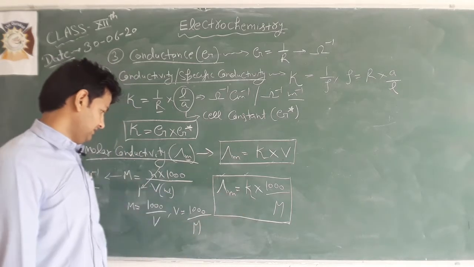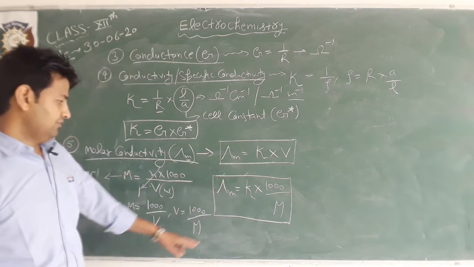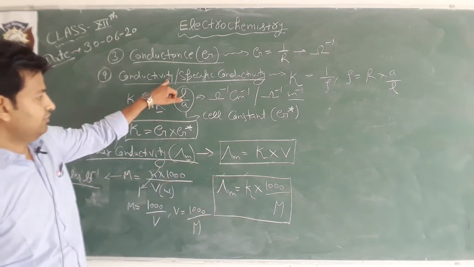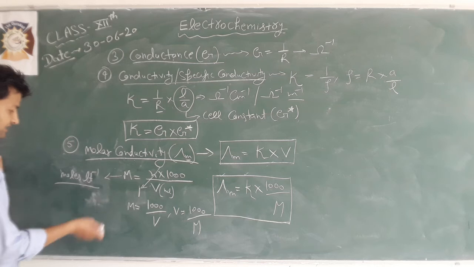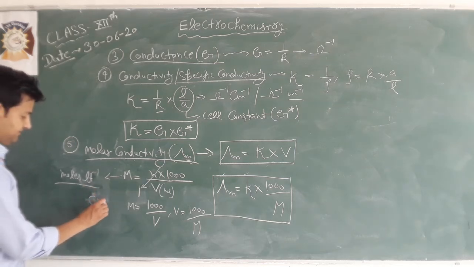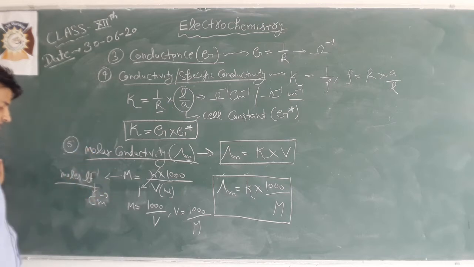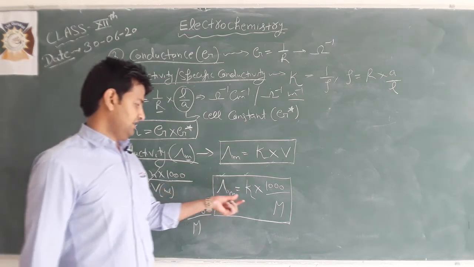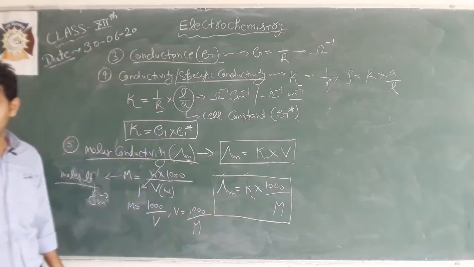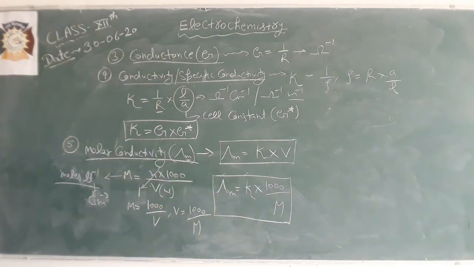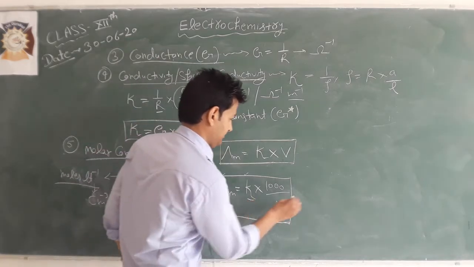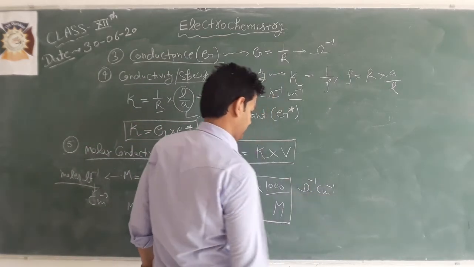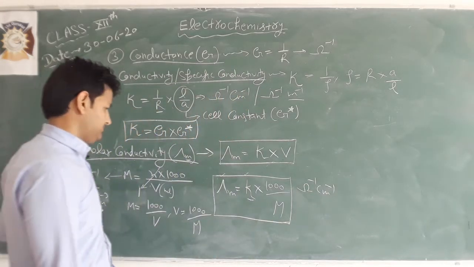Now we can derive the unit for molar conductivity. The unit for specific conductivity, we know, is ohm inverse centimeter inverse. And liter can be written as centimeter cube, that is centimeter minus 3. So the unit for molar conductivity will come out to be ohm inverse centimeter inverse, and for molarity it is moles per centimeter cube.